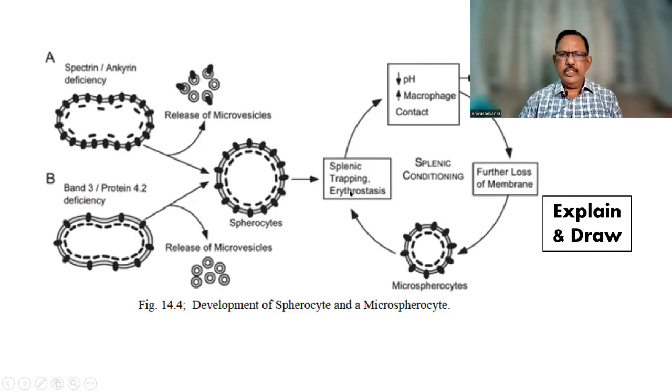And splenic sinusoids means it will be eaten up by the phagocytic cells or the histiocytes. And this also leads to lower pH, increased macrophage contact. Finally, there is hemolysis. Initially, it is only part of the membrane. Ultimately, there is a total lysis. I would like you people to explain and draw this.